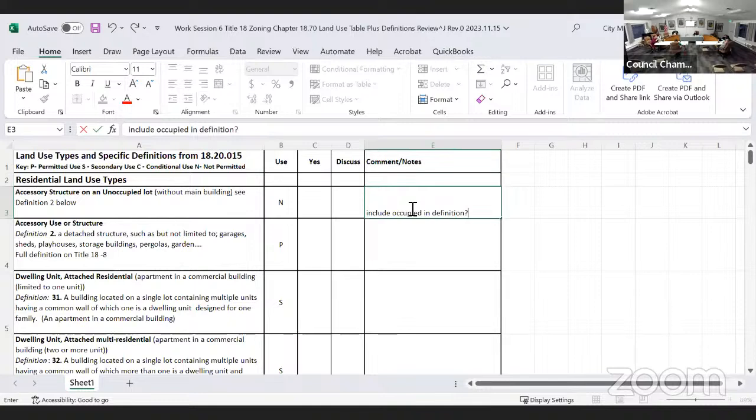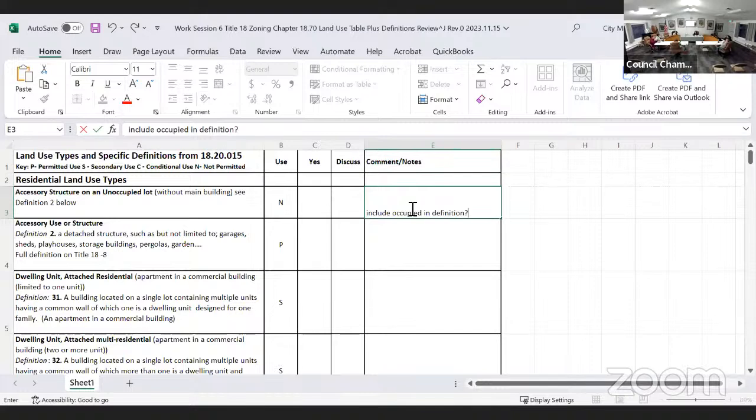And we have been trying to make our definitions exist across titles, but we look at occupied as reside or have one's place of business in a building. So we're saying an accessory structure on an unoccupied lot is a building or structure that is accessory to a main use, and could include the definition of occupied if it needs to help further that. So storage buildings, playhouses, sheds, garages. It's a secondary use to whatever the main purpose would be there.